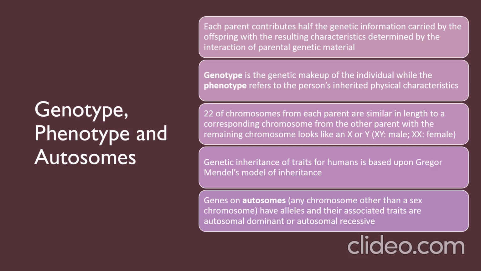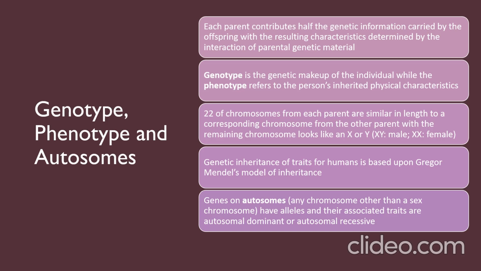So we have again these three terms: genotype, phenotype, and autosomes. So a genotype is the genetic makeup of the individual, yung genes niya, while the phenotype refers to the person's inherited physical characteristics. 22 chromosomes from each parent are similar in length to a corresponding chromosome from the other parent, with the remaining chromosome looking like an X or Y. So that is the 23rd chromosome. The genetic inheritance of traits for humans is based upon Gregor Mendel's model of inheritance.